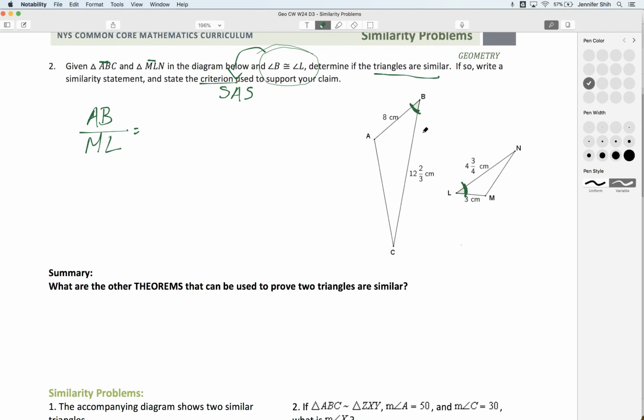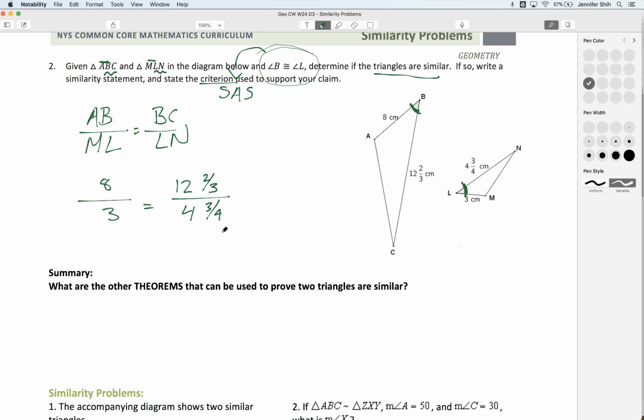And then what else do we have? We have information for BC. So BC corresponds with the second and third letters here, MN. Once we plug in the numbers that we have for this, then we can test if they are proportional. If they are proportional, then the whole triangles are similar. So AB is 8, and then LM is 3. BC is 12 and 2/3, which I bet you guys love seeing, this beautiful mixed number, and 4 and 3/4.